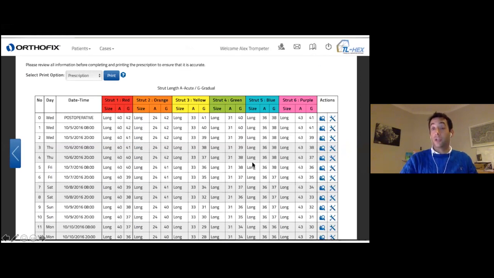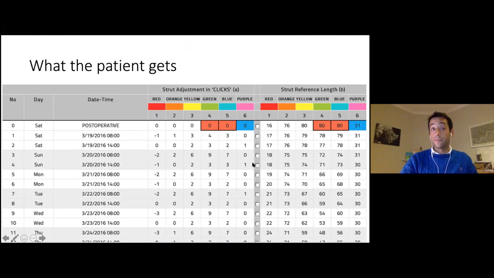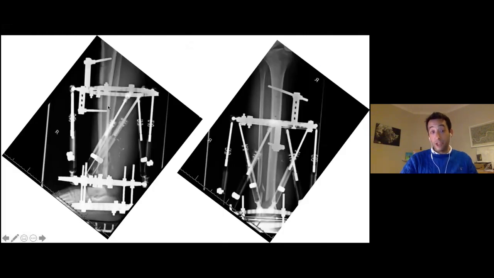the correction is undertaken. And then you finish with a leg now, if you look, that the talus is under the tibia in both planes because we've used the computer and it's told us how to adjust these struts to gradually move the bone back into place. And that is the use of a frame in deformity correction.